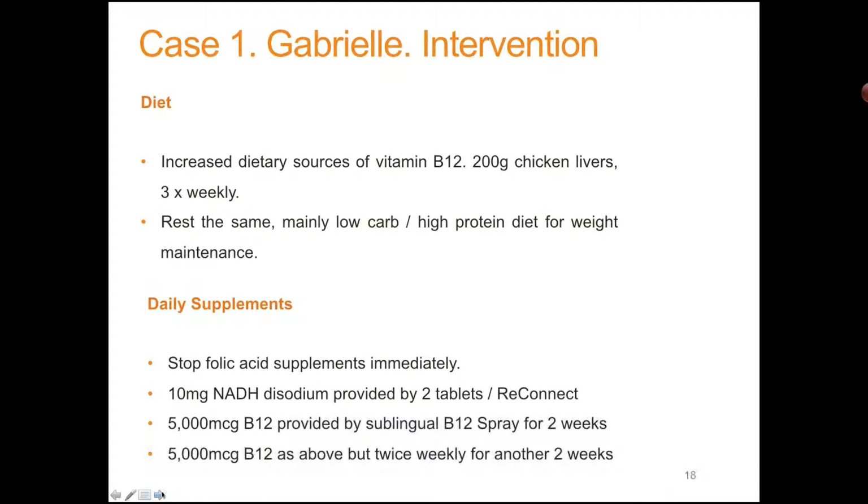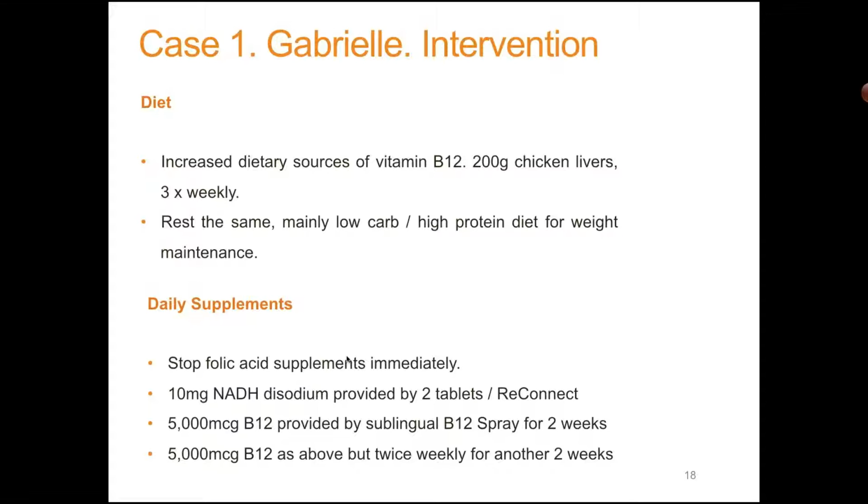So what do we do with Gabrielle? The basic intervention recommended, and these are salient points, with a few other bits and pieces, but the main things are increased dietary sources of vitamin B12 and normally iron as well. So 200 grams of chicken livers at least 3 times a week. I know she was keen anyway, so it wasn't a problem. It may not be an option for everybody, but then again, there are always supplements.